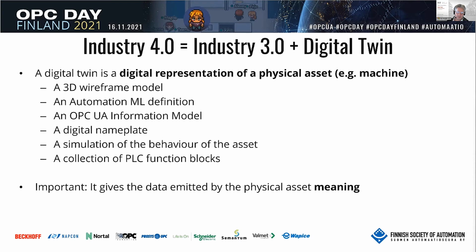So in general, a digital twin is a representation of a physical asset in the digital world, right? So those physical assets could be machines or systems, databases, whatever, right? And digital twins have many different shapes and forms and sizes.